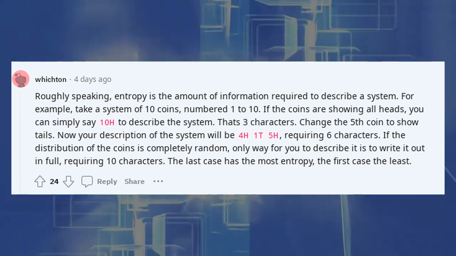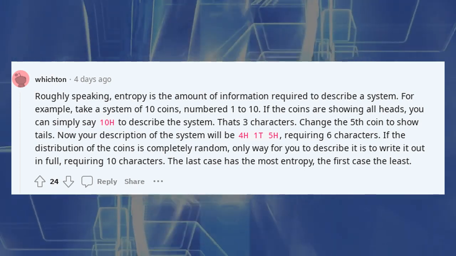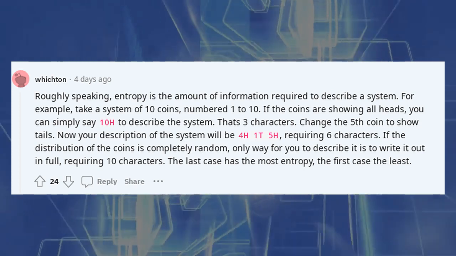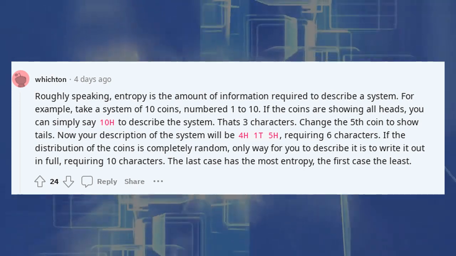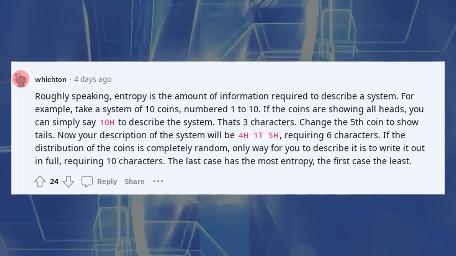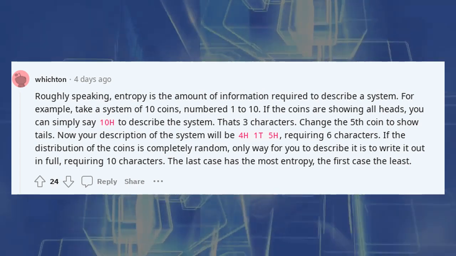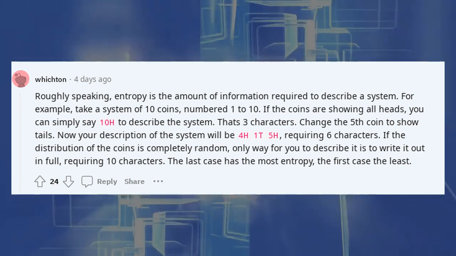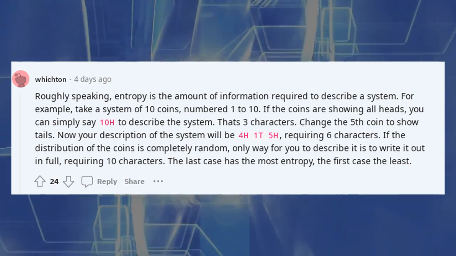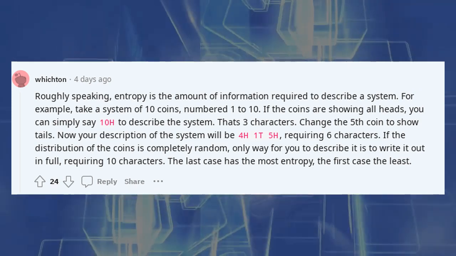"4H1T5H", requiring 6 characters. If the distribution of the coins is completely random, the only way for you to describe it is to write it out in full, requiring 10 characters. The last case has the most entropy. The first case the least.